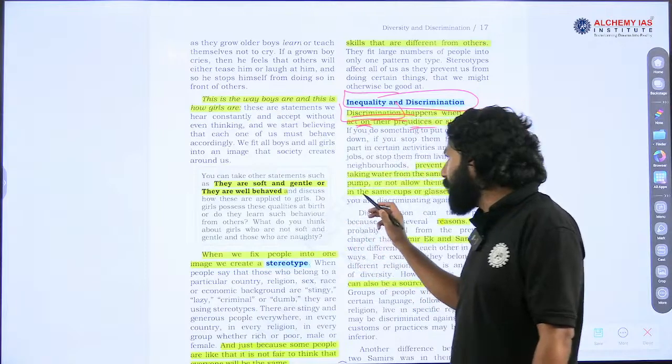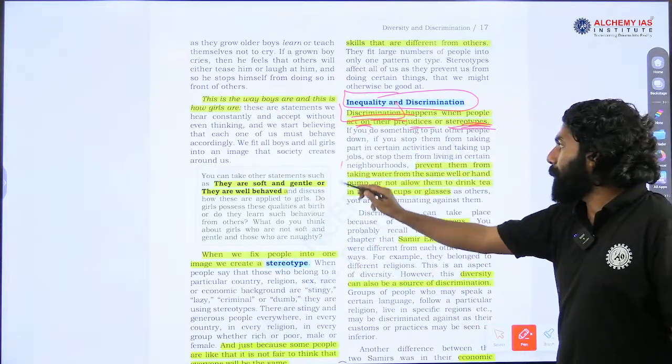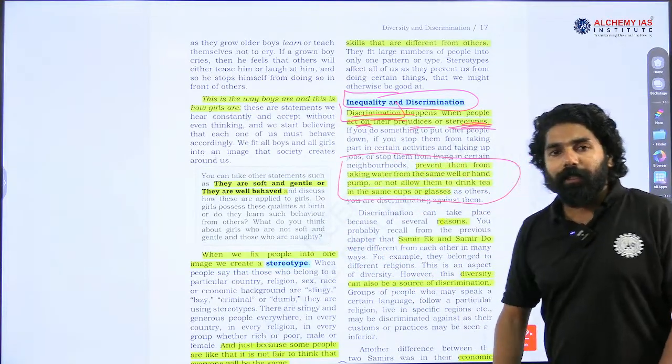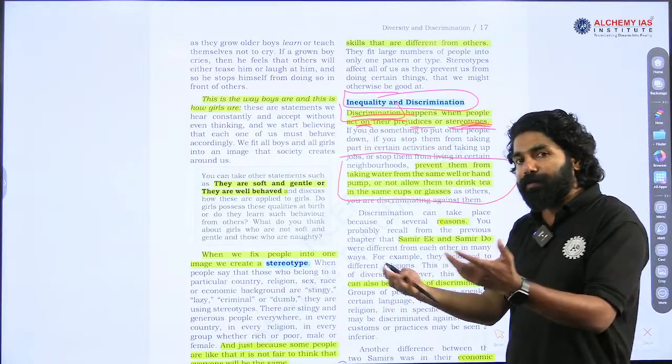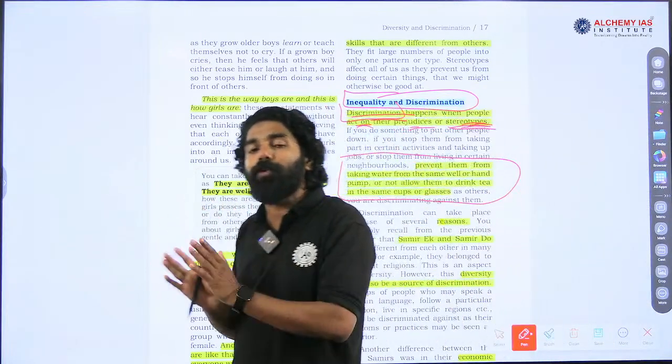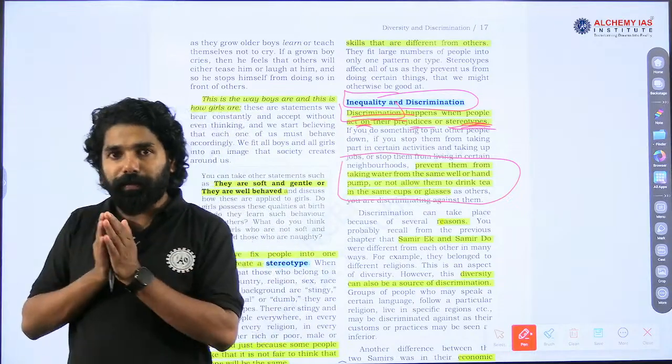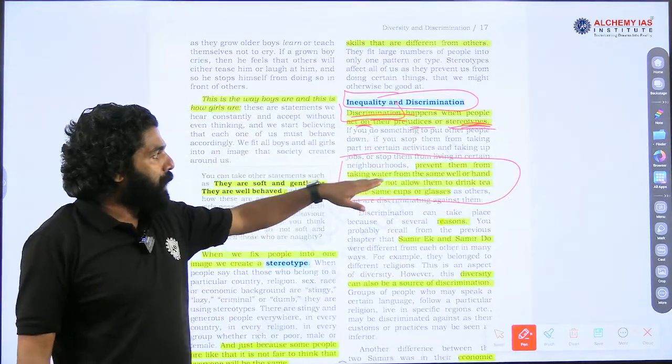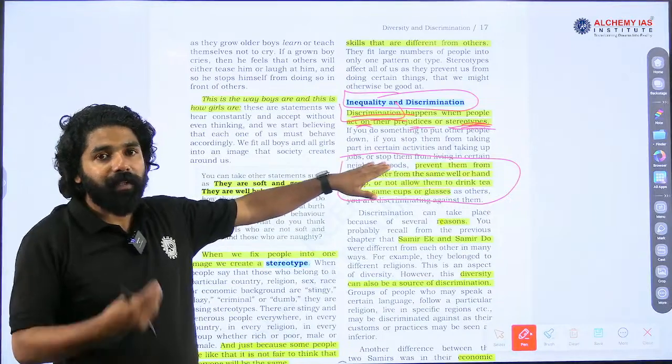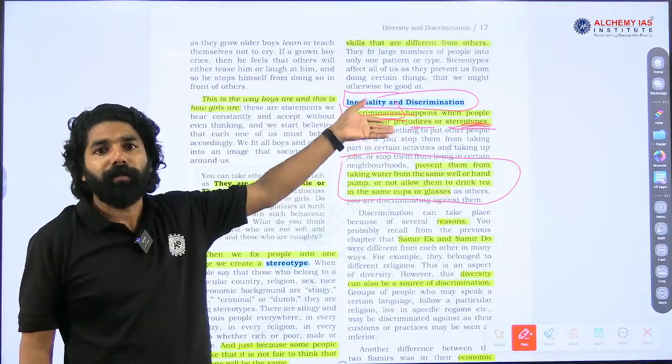For example, in this chapter an example of a public well is given. A public well means every person, irrespective of caste or religion, should be able to use it as a facility and water resource. But whenever we prevent any person from taking water from the same source that we take from, it is an example of discrimination, in this case caste discrimination.